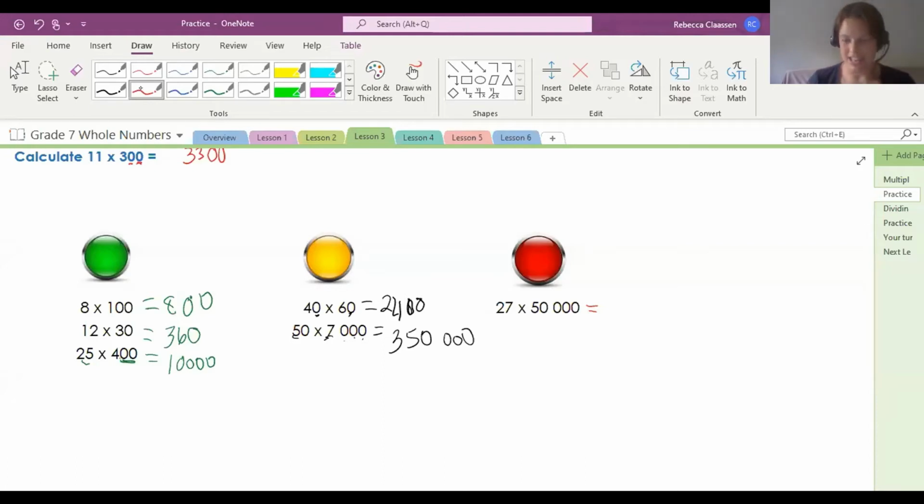Watiwe, do you want to try the red one? This was a tricky one. Ma'am, would you put your hand down? Okay, not a problem. Kelvin, do you want to try it? Yes, ma'am. Okay, go for it.